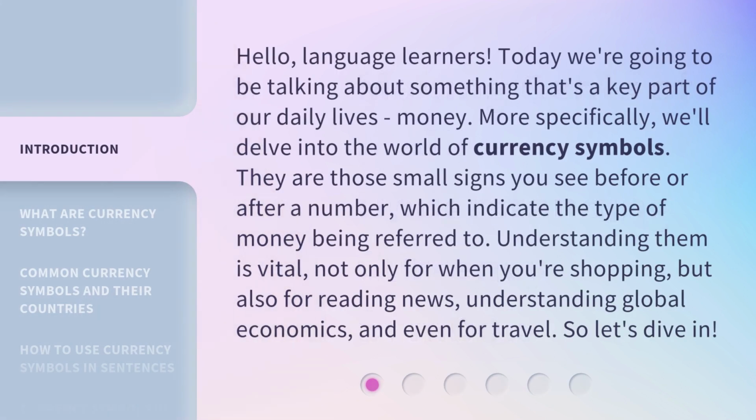Hello, language learners. Today we're going to be talking about something that's a key part of our daily lives. Money. More specifically, we'll delve into the world of currency symbols. They are those small signs you see before or after a number, which indicate the type of money being referred to. Understanding them is vital, not only for when you're shopping, but also for reading news, understanding global economics, and even for travel. So, let's dive in.